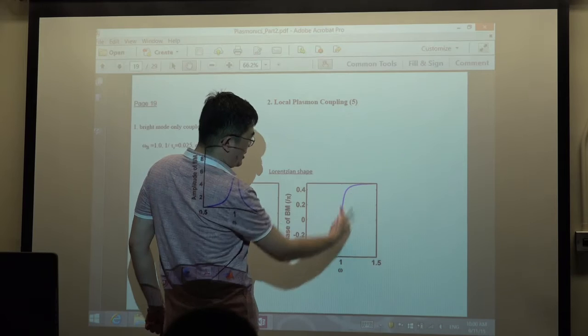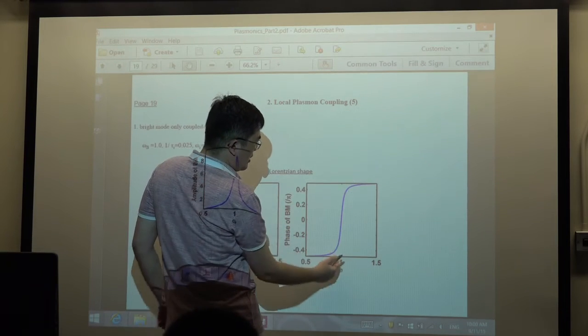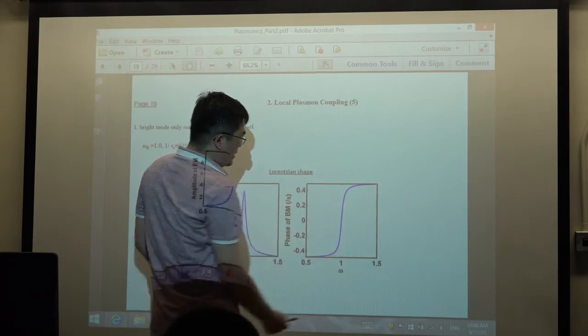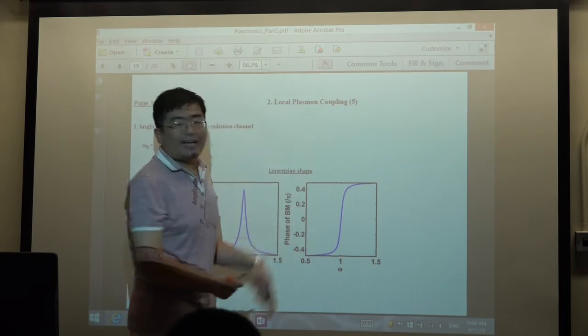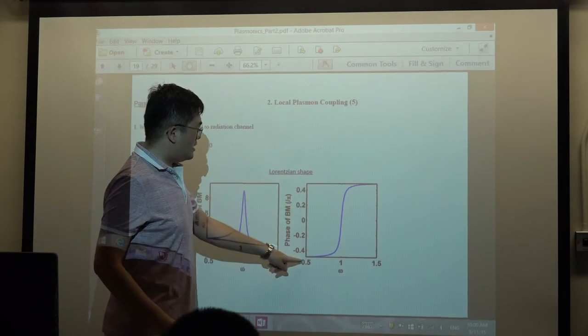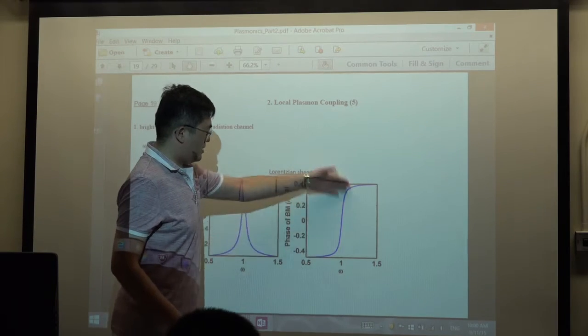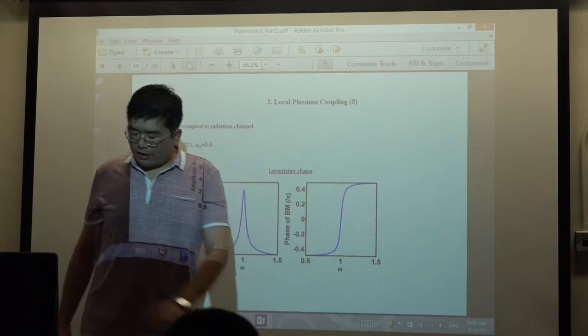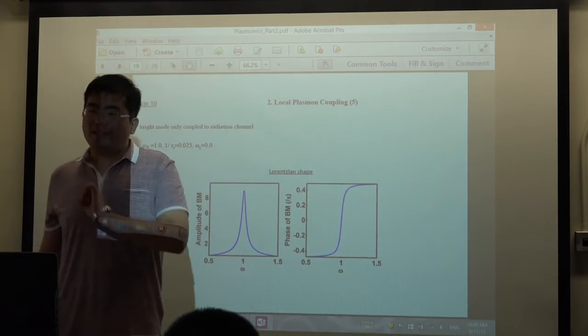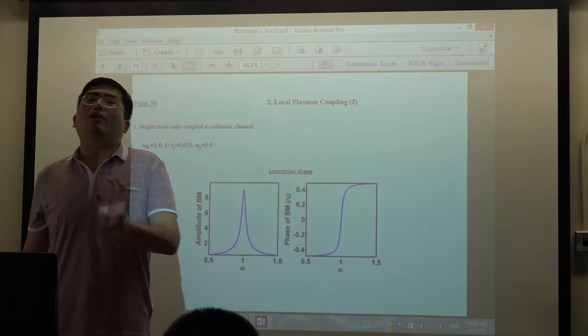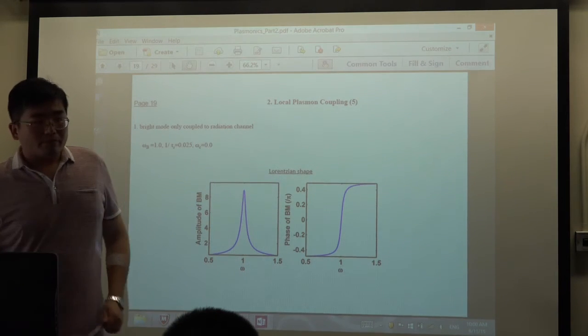At this point, they have a jump. So the total change of the phase is pi, because it is 0.5 from minus. This is called the Lorentz shift. Any one resonator has a Lorentz shift. I have a Gaussian, but Gaussian is from semiconductor physics. It cannot be applied to the optical.